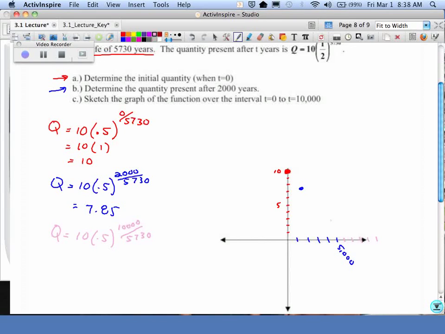So the idea is our graph is coming down. And then when does it reach 0? Never, right? We'll never touch 0. Is that my last problem? Yeah.